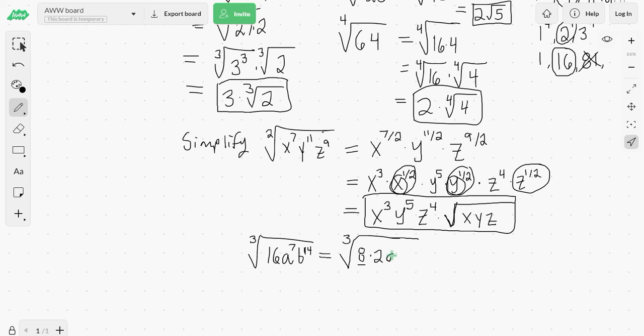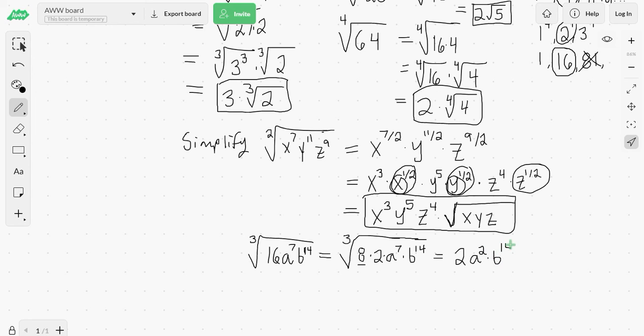Now, we've still got a to the 7th. I'll break this up into more steps, times b to the 14th. Now, how many times does 3 go into 7? That's the question. But before I do that, the cube root of 8 is 2, so I pull that out as 2. 3 goes into 7 twice, so we get a squared. 3 goes into 14 4 times, so we write b to the 4th.